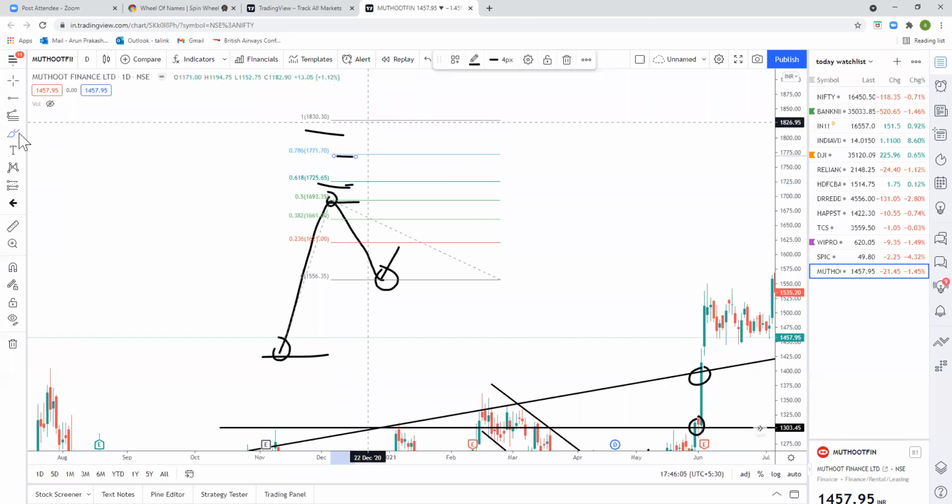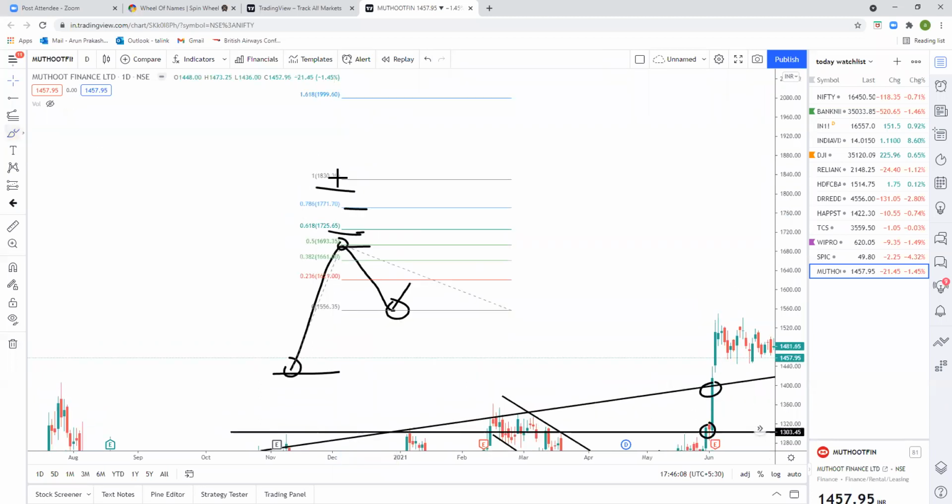If the stock is able to break above each of these, then the next target will be achieved. So this is an important level. 1830 is the target. When this is broken, the next target is going to be this one.